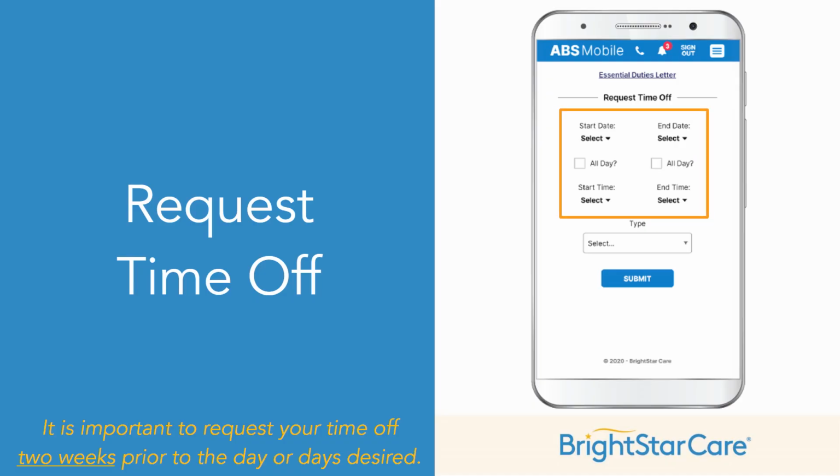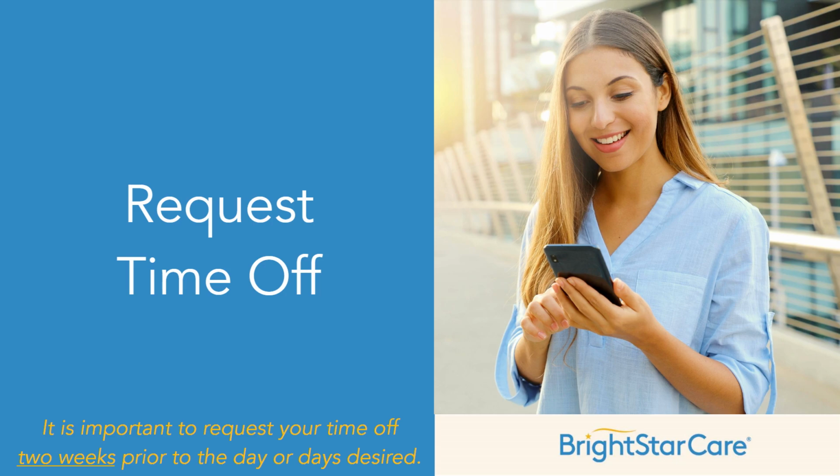Make sure you complete all the required fields and tap the Submit button to send your request to the office for approval. When your request is approved or denied, you will receive a notification based on the preferences you just selected, via email or text. It is important to know that you need to make time off requests 2 weeks prior to the day or days desired.